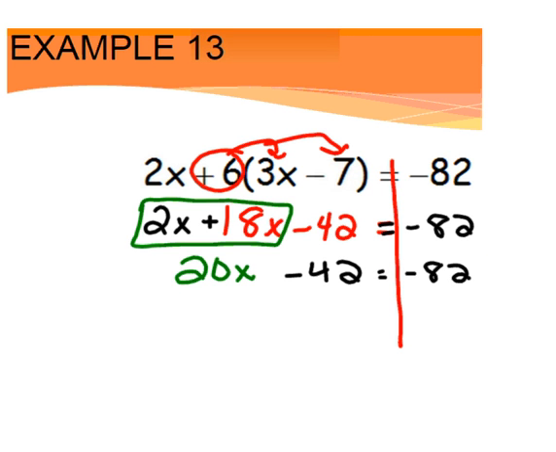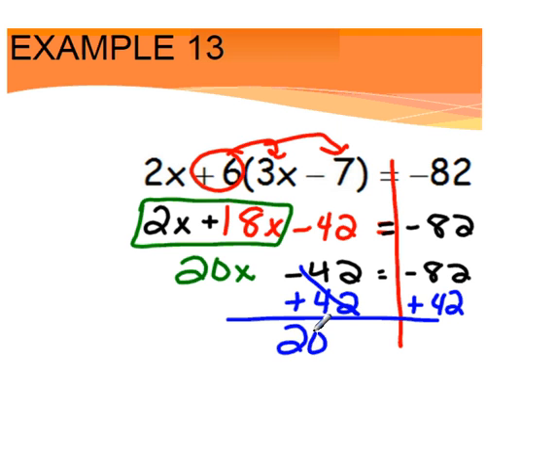Now that we're done with the distribution and the combining of like terms, we can start to solve this, which is going to mean we need to inverse the constant on the side with the variable. The constant here is a negative 42. Because it's negative, we can inverse it with a positive. That will cancel out those constants and leave us with 20x, and it's going to equal negative 40.